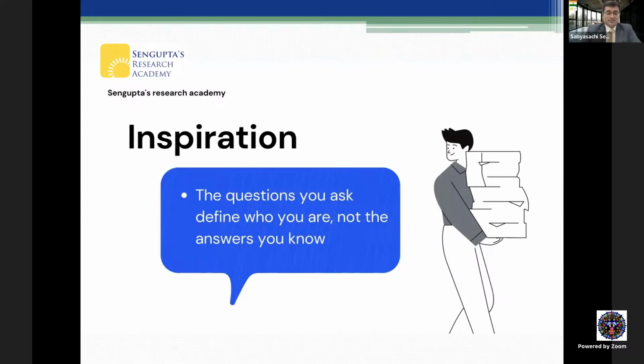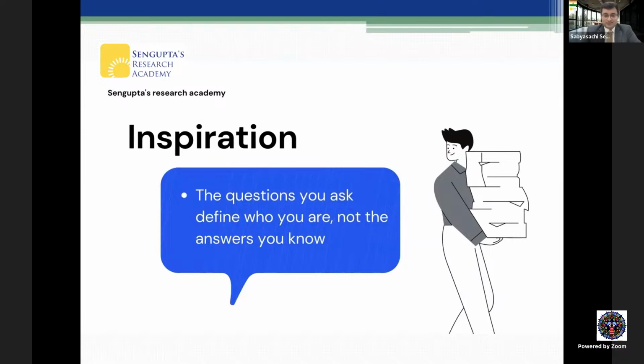I'll take you through some of the very key essentials in clinical research that will help you publish papers that are meaningful, right? Before I start, most of the time I start with an inspiration, and I think it is very apt for today: the questions you ask define who you are, and not the answers you know.